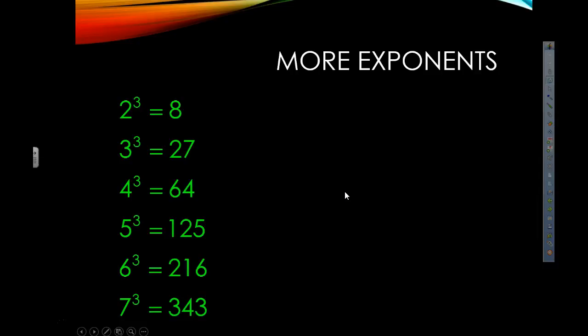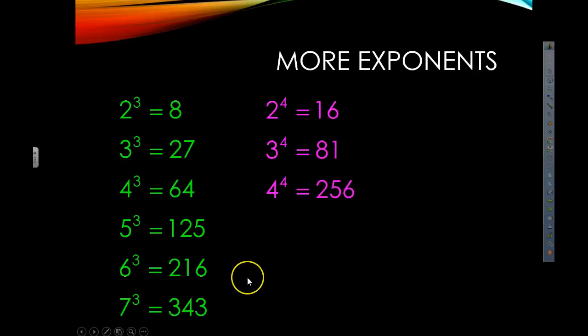The cubes. 2 to the third is 8. 3 to the third is 27. Again, you should be writing these down on a separate sheet of paper. 4 to the third is 64. 5 to the third is 125. 6 to the third is 216. 7 to the third is 343. All important to know. And then just a couple of fourths that are good to know. 2 to the fourth power is 16. 3 to the fourth power is 81. And 4 to the fourth power is 256.